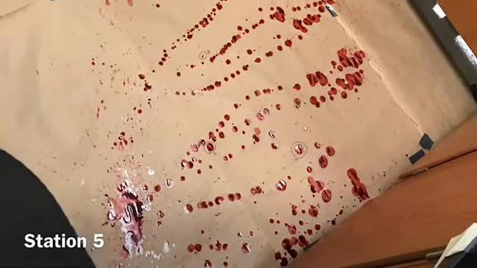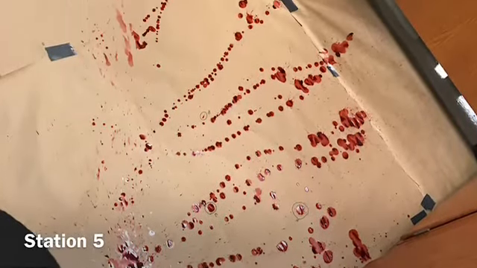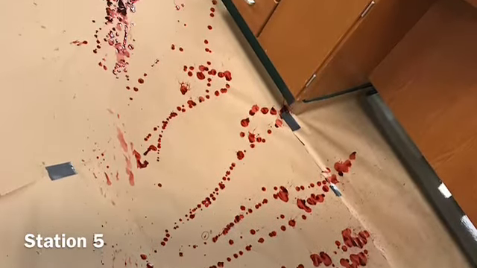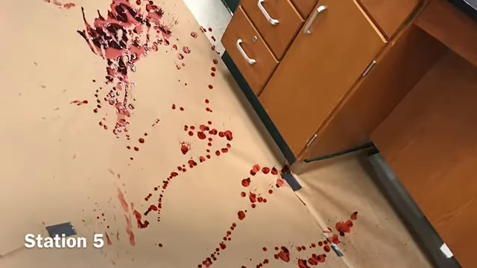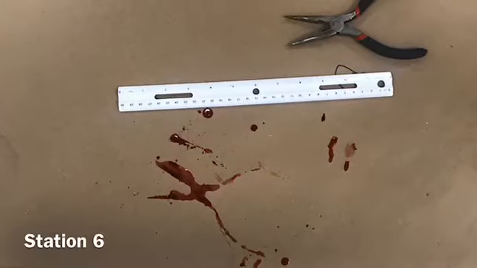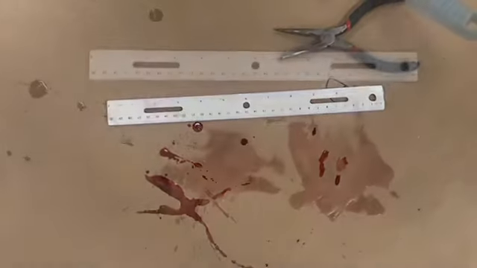Station 5 shows an arterial spurt, which relates to the arterial spurt pattern found at Station 7. The vast amount of blood at both stations is what helps us indicate this. Station 6 shows how a transfer pattern looks, which relates to the footprints at the crime scene.